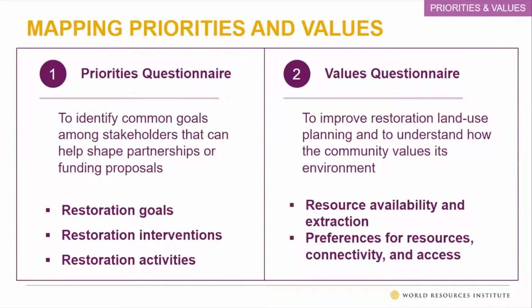The 3 elements we focus on are why, what are the restoration goals? How, what are the restoration interventions? And what are the restoration activities? Secondly, we want to look at the values that exist within these different communities, to improve restoration land use planning and to understand how the community values its environment. To do this, we look at 2 key areas: resource availability and extraction, and also preferences for resources, connectivity, and access.